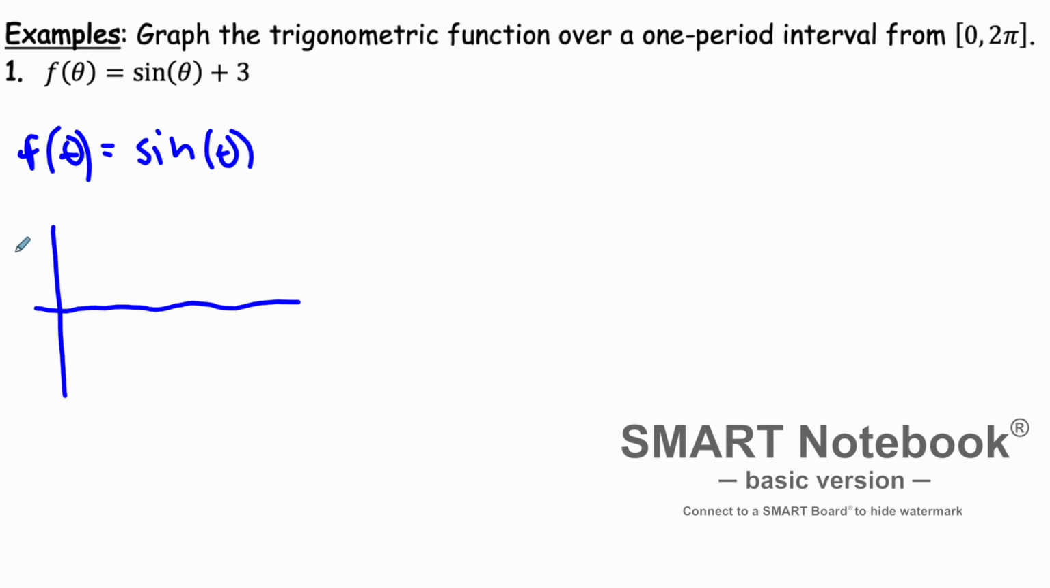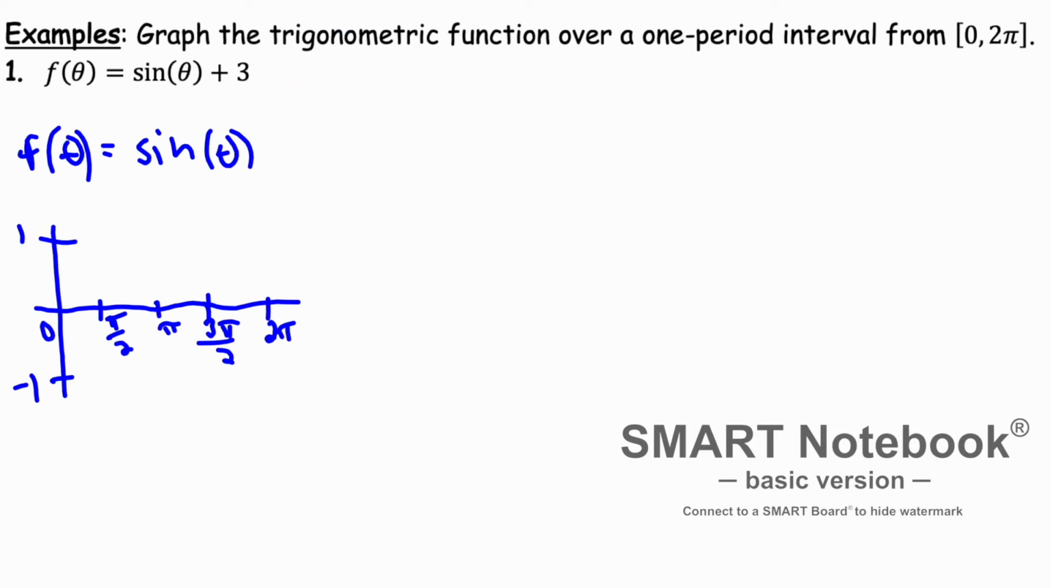So here's our sine function. Parent function goes 1 down to -1. We start on the x coordinate at 0. We got our pi over 2. We got pi. We got our 3 pi over 2. And we got our 2 pi. And again, these are just your quadrantal angles from your unit circle.